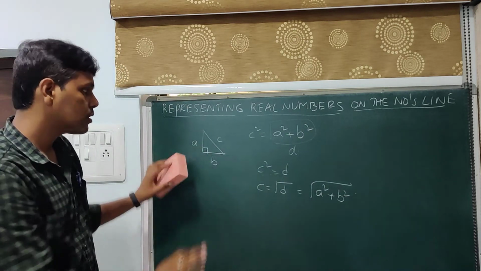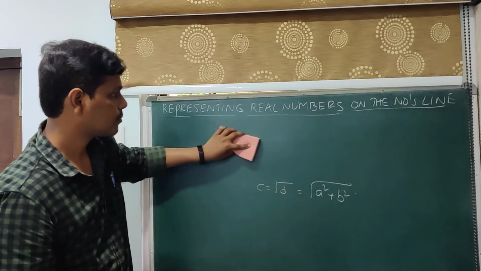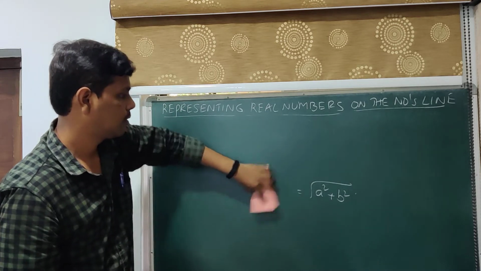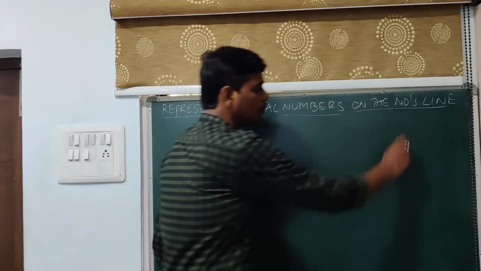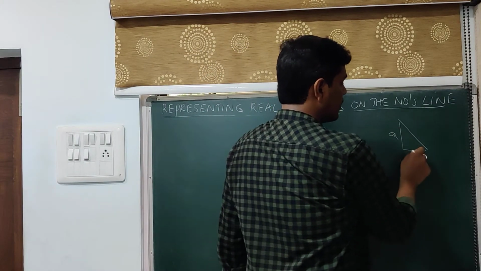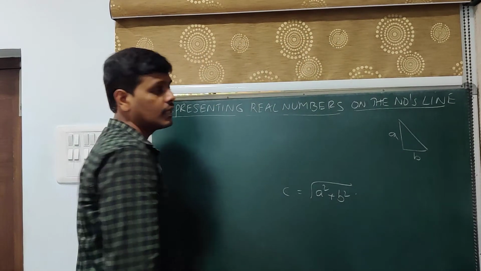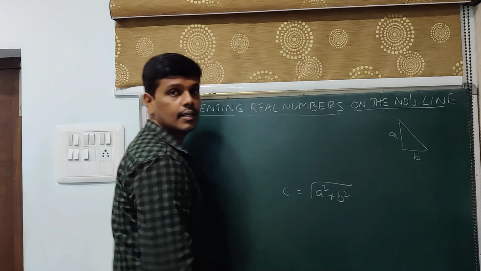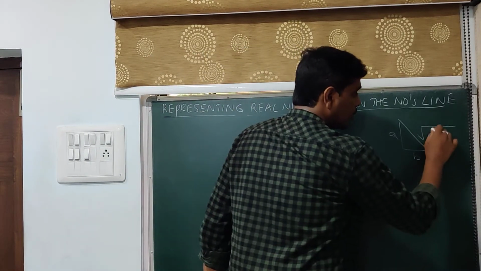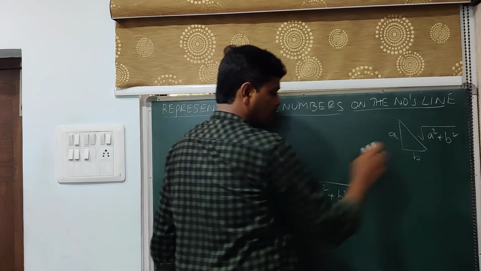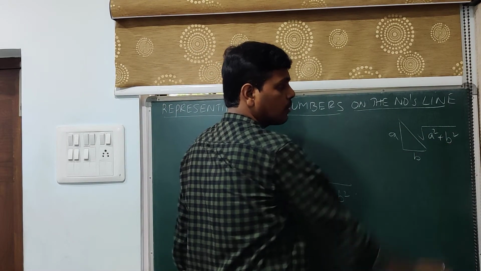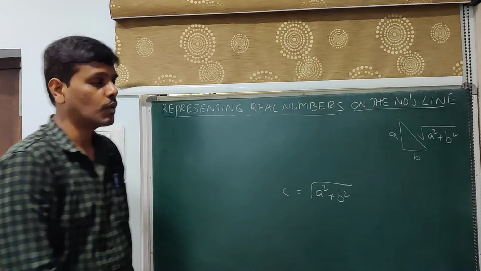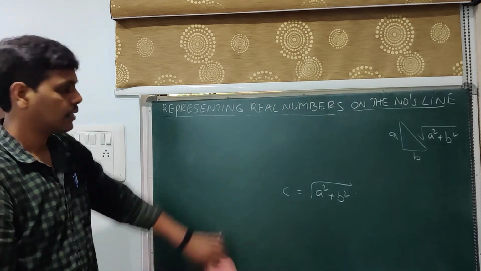So this is the concept which I will be using. c is equal to root over a square plus b square. That is, if you are given a right angle triangle and the sides are a and b, then the largest side is root over a square plus b square. Now that is the thing which I will be using.